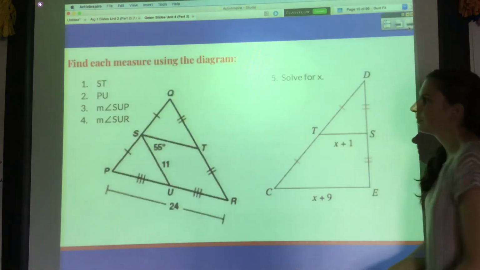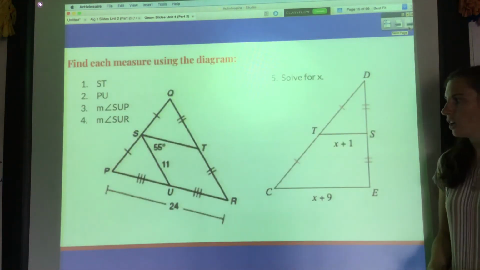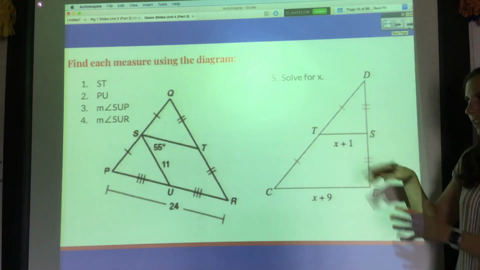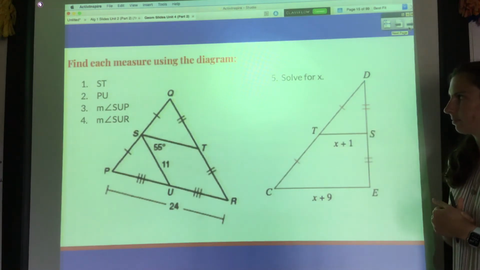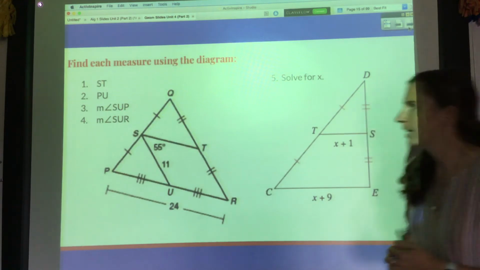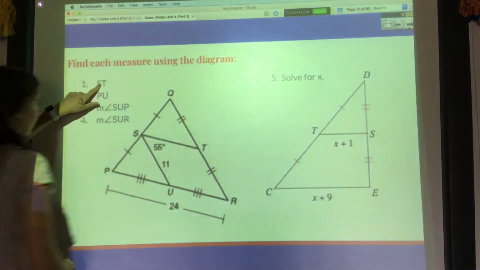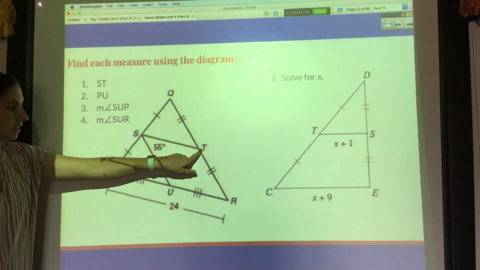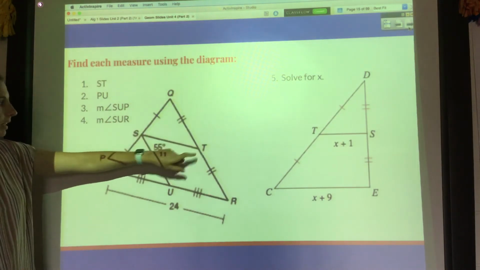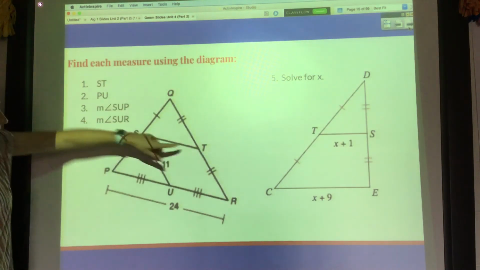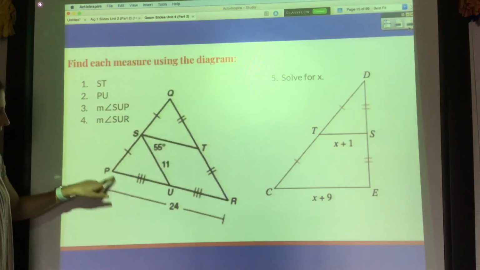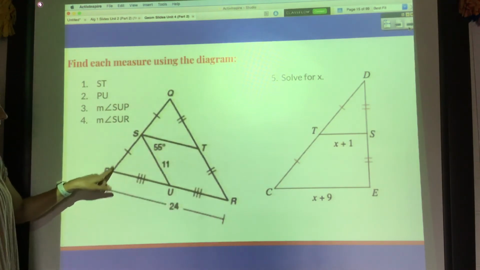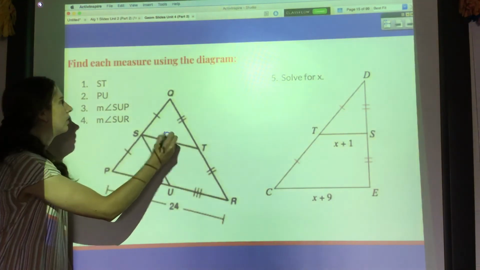Finally, just a few more problems. Go ahead and pause the video and again, try these problems on your own, and then you can watch me go over them. All right, the first thing I want is the measure of ST, which again, note ST is a midsegment. It's the middle of this side, it's the middle of this side. Connect them, it makes a midsegment. So if PR is 24, half of that would be 12. That's the answer here.